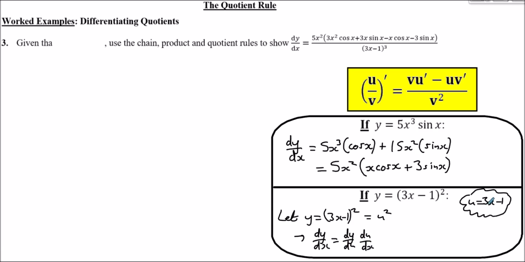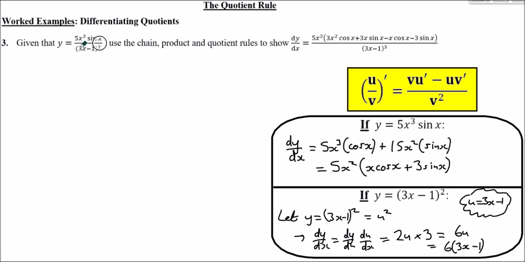Differentiating y with respect to u, if y is (3x minus 1) squared, which is u squared, differentiating u squared gives us 2u, and then du by dx is just simply 3. So then we have 6u, and u is, of course, 3x minus 1. Leaving it factorised, we have 6 lots of 3x minus 1. So now we've got these different parts differentiated, we can think about returning to the actual question at hand.